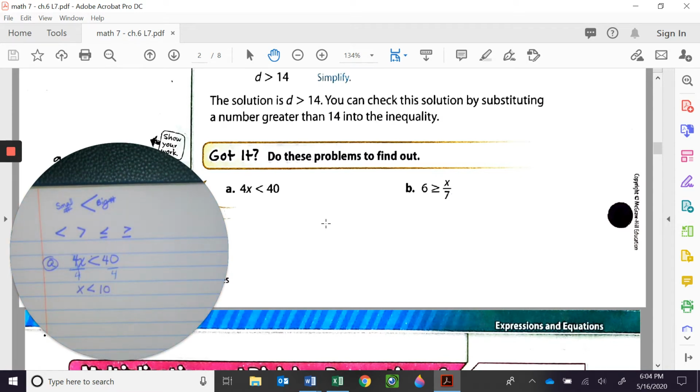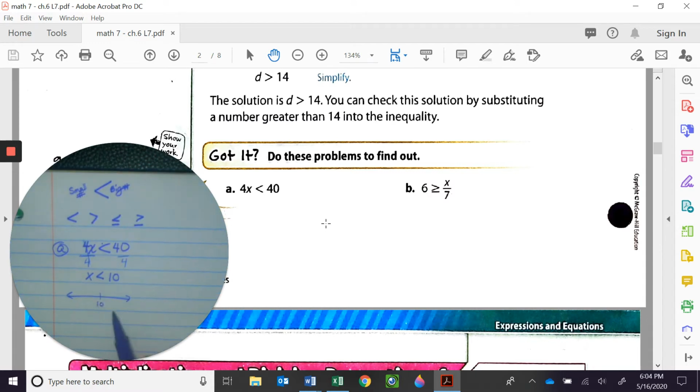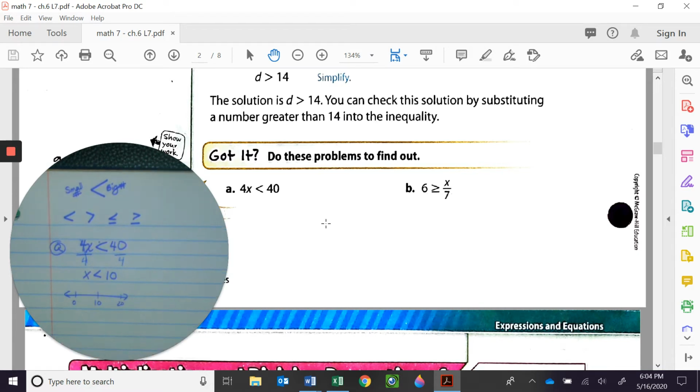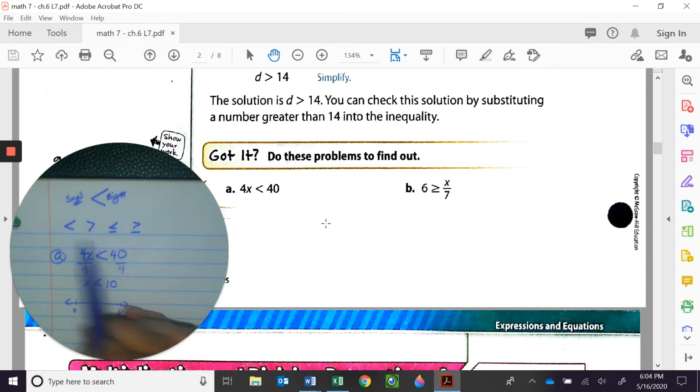Okay. Now, if we were to graph this on a number line, this is something we learned back in 6th grade. Okay, here's 10. Zero is over here with our negatives, bigger numbers, 20 up here, whatever. Now, when it's just less than or greater than, we have an open circle or an open dot. And when it's less than or equal to or greater than or equal to, we have a closed dot.